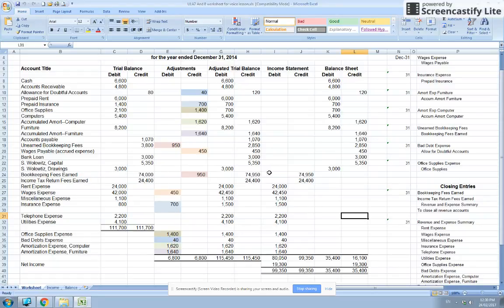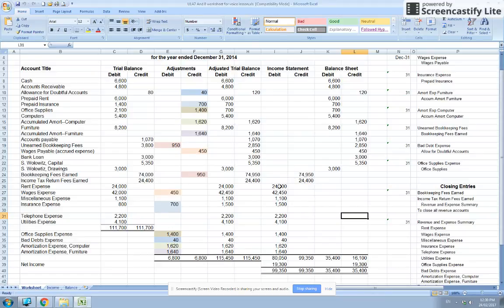Then you transfer your revenue accounts and expense accounts over to the income statement columns. Bookkeeping fees earned was a credit balance of $74,000, another credit, so you add to get a credit balance of $74,950. So on the income statement, that is the $74,950 is what you transfer over.